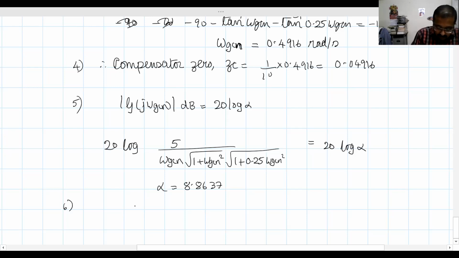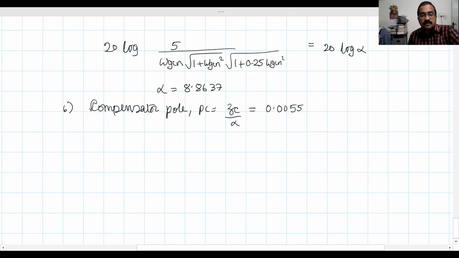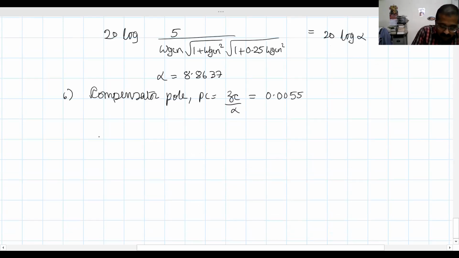Compensator pole PC. What is PC? ZC by alpha. Okay, ZC value we know, 0.04916. Alpha value we just found, 8.8637. So if you substitute that, you will get PC as 0.0055. Okay, so we have found the compensator pole, we have found the compensator zero.